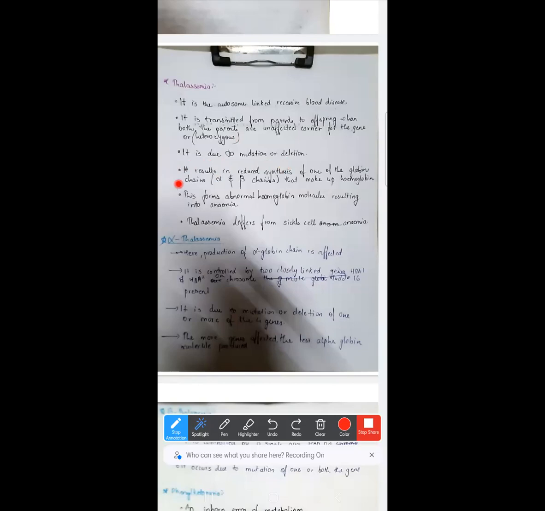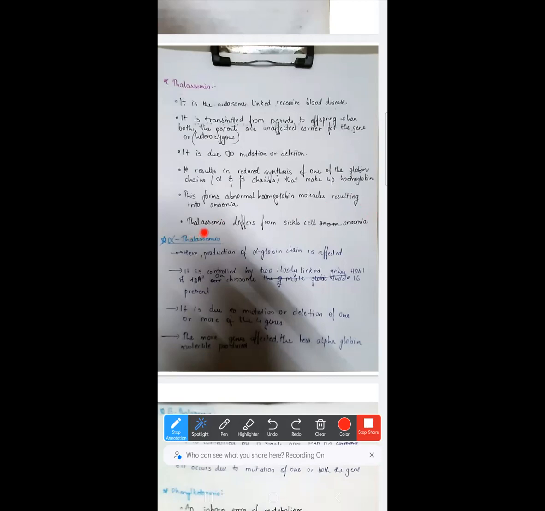It results in reduced synthesis of one of the globin chains, that is the alpha and beta chains that make up hemoglobin. We know hemoglobin is made up of alpha and beta chains. In thalassemia, the number of alpha and beta chains is reduced. Therefore, hemoglobin can't be made properly, which forms abnormal hemoglobin molecules resulting in anemia.